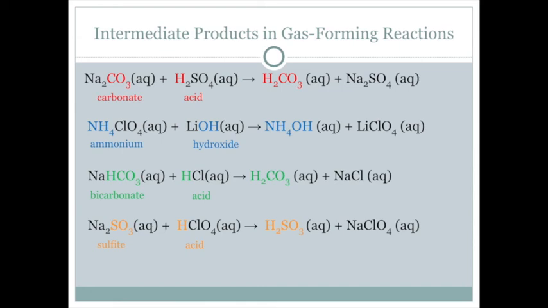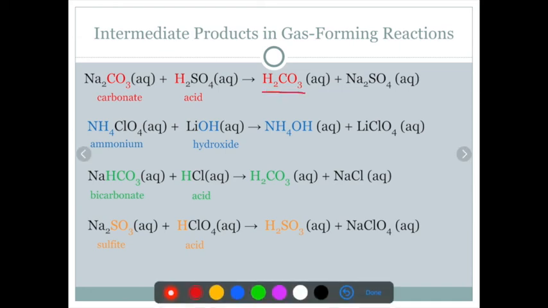Okay, so I have them here in these equations. You can see you have the acid, we have the hydrogen, and the carbonate. So that comes together to form our intermediate product, H2CO3. We're not done with these equations, we just have the intermediate products in there for now. Okay, we have ammonium and hydroxide, here's our intermediate product. Bicarbonate and acid, there's our intermediate product. Sulfite with the acid, there's our intermediate product. So we can't leave these reactions like this.